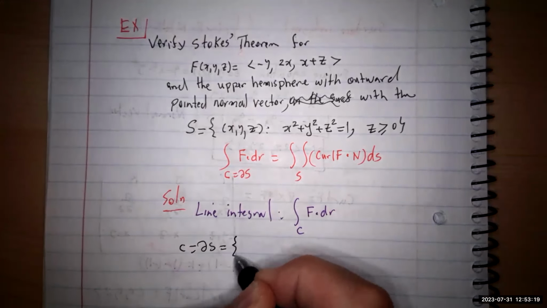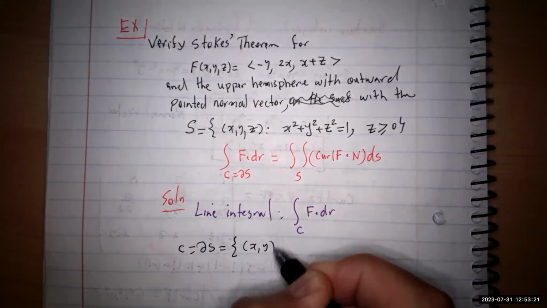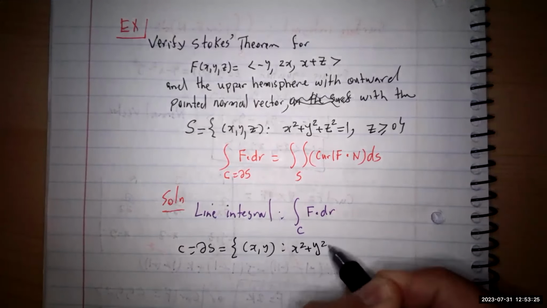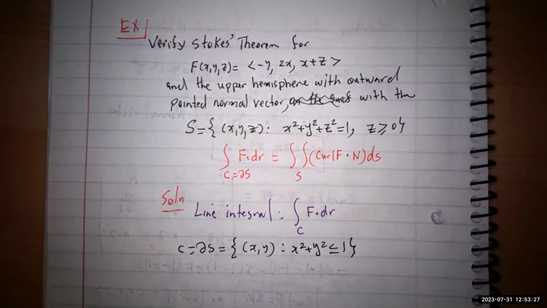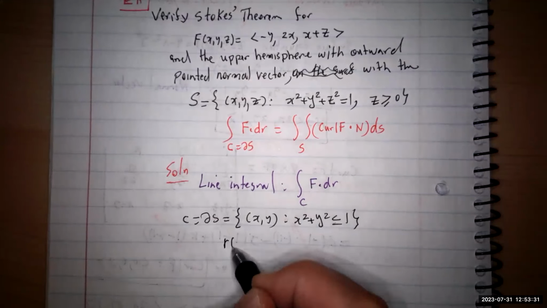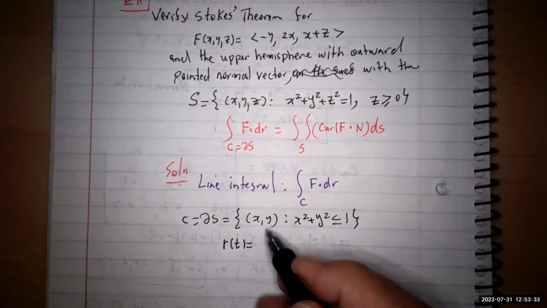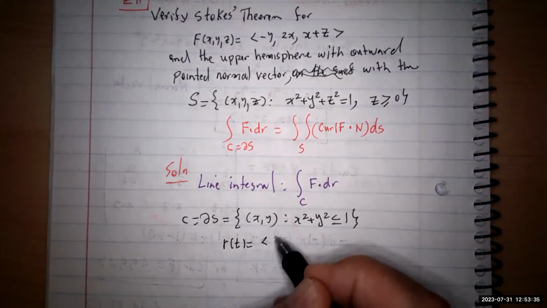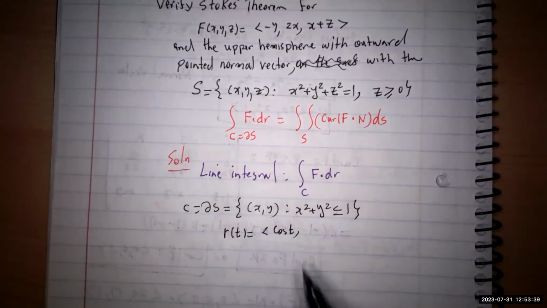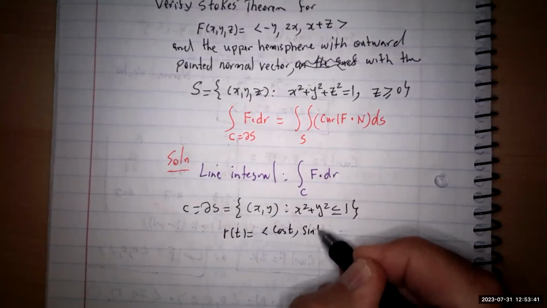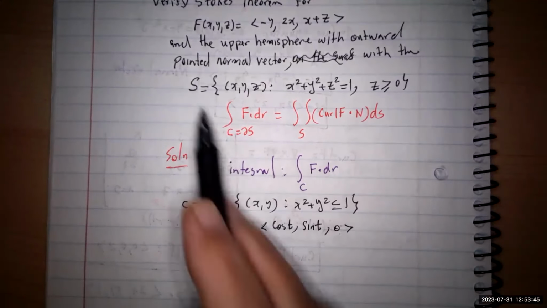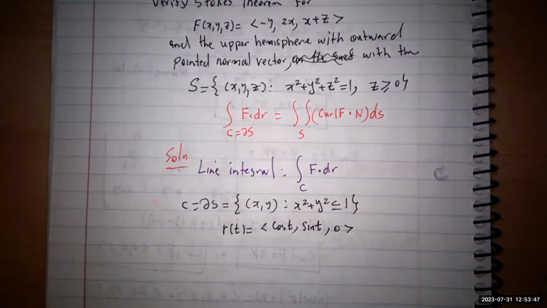So C is going to be the collection of x and y on a unit circle. So this is your case. The radius is 1. So your r of t, as usual, is going to be kind of polar coordinates. It's going to be cosine of t, r is 1, remember that, cosine of t, sine of t, and two-dimensional, but you put the 0 for the other one because your force is in R3.